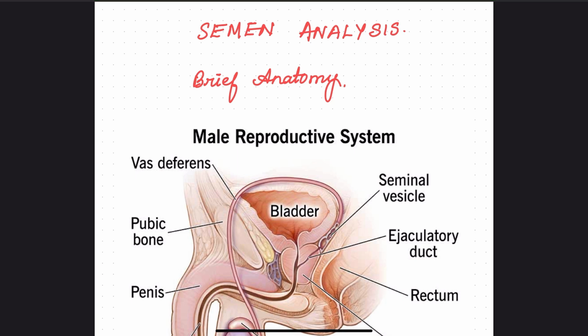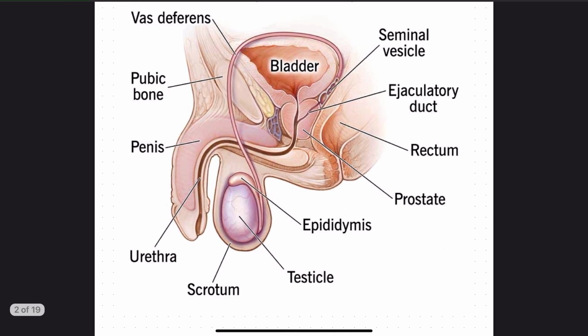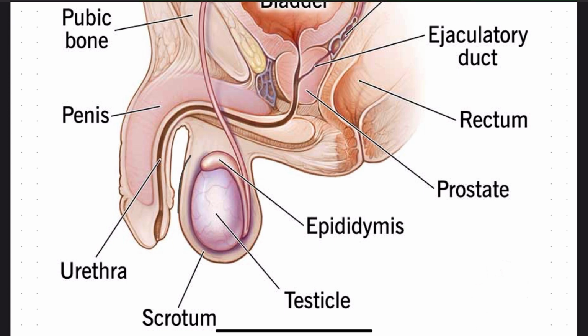Today, let us study about an important topic from clinical pathology, which is semen analysis. Before beginning with the semen analysis, let us see through a brief anatomy of the male genital system. So, this is the scrotum, which consists of testicle and epididymis. Primarily, the spermatozoa are produced from the testicle.